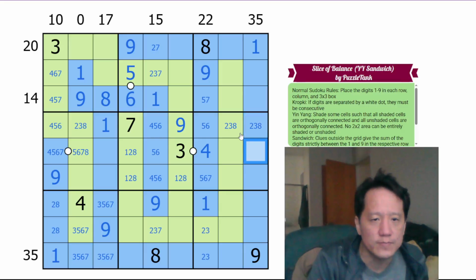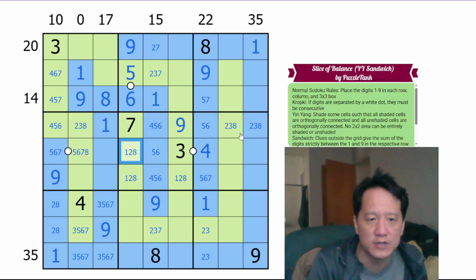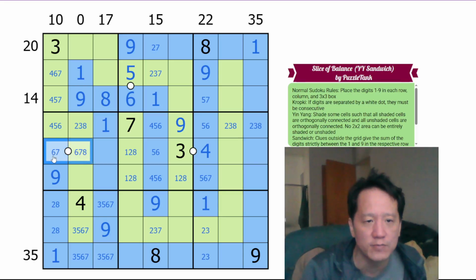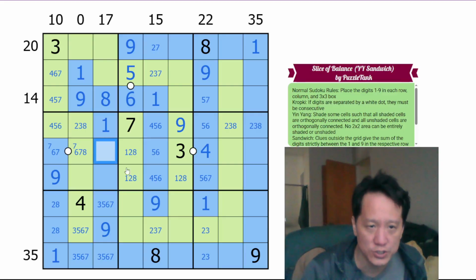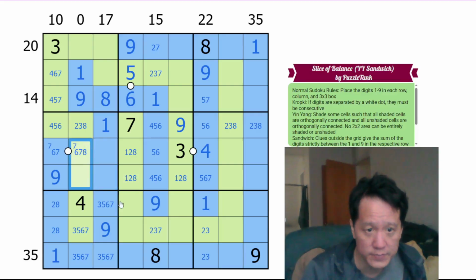4 eliminates 4 here. This cannot be 5 and 6 because that would eliminate all possibilities for this cell here. So no 5 here. So we're guaranteed a 7 in one of these cells. We don't know which. Okay.